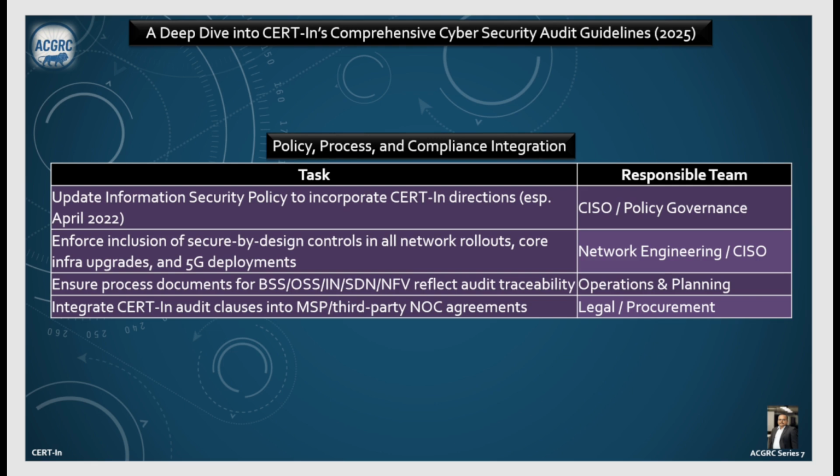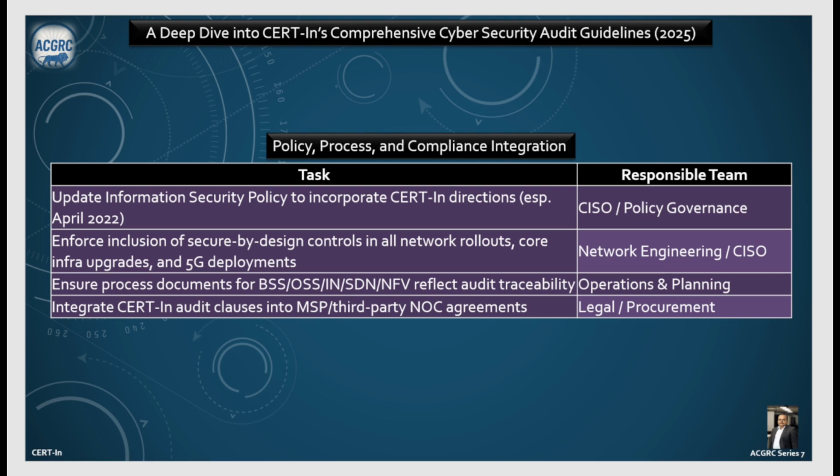Step 2 is to enforce inclusion of secure by design control in all network rollouts, core infra upgrades, and 5G deployments. This is the time when you involve your CISO and your network engineering team and the heads of that team.